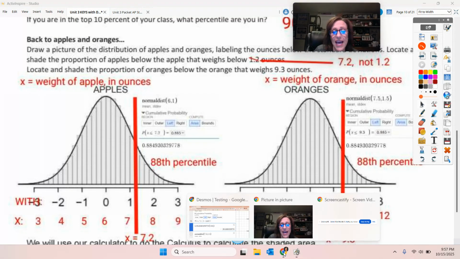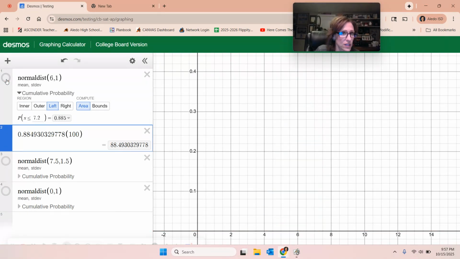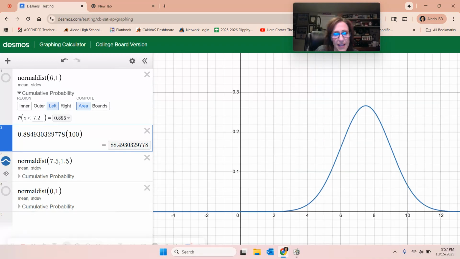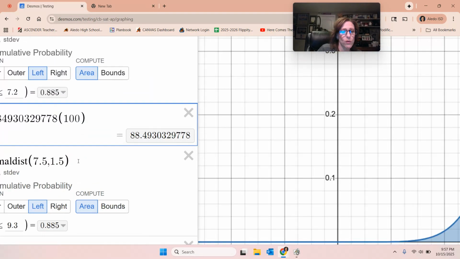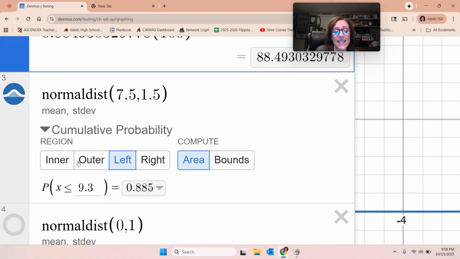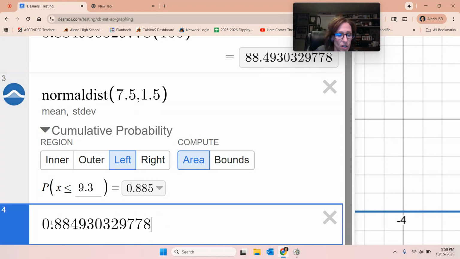Well, let's look at our orange. Okay, so here I'm going to turn off this apple picture, and here's the orange picture. I'm going to zoom to that, and let's take a look. It had a mean of 7.5 and a standard deviation of 1.5, and we were asked about a 9.3 ounce orange. So if I've typed in a 9.3, we want left area. So we'll get that percentile, left area. Then that gives us the same thing. So if I hit this here with a copy and paste right here, same thing.